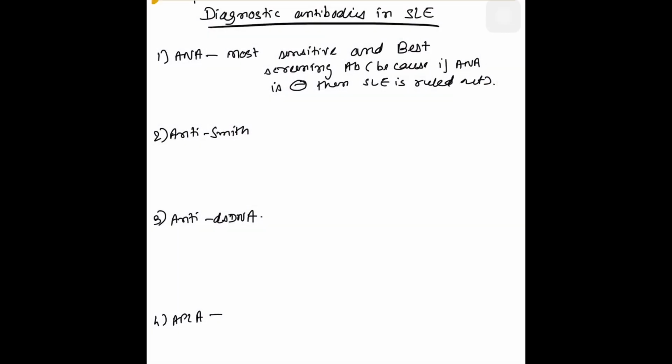Next is anti-Smith antibody. Remember, it is the most specific antibody. It is not sensitive, it is most specific. Remember, ANA is most sensitive and anti-Smith is most specific antibody.